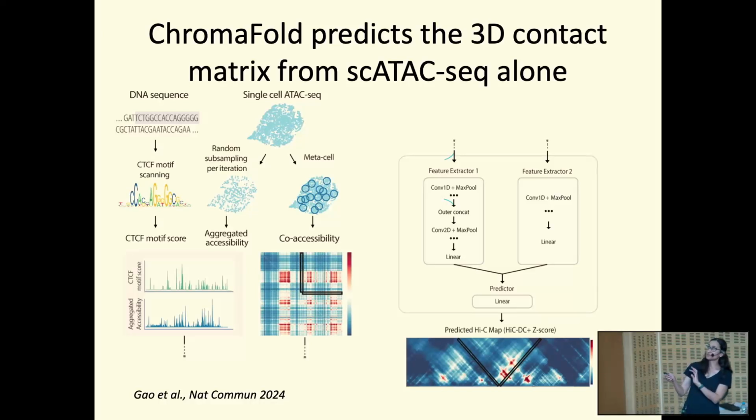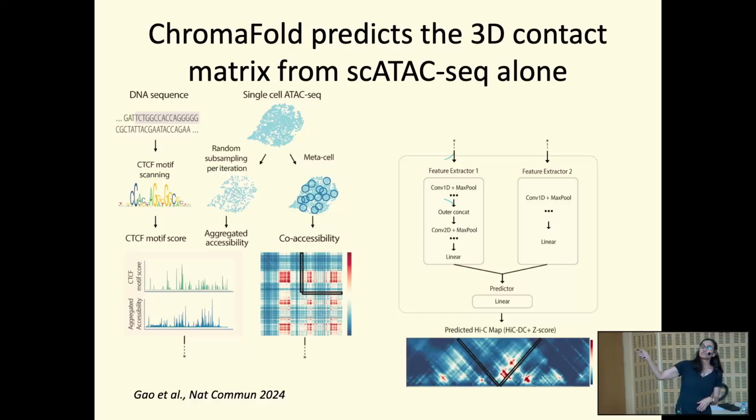All right, so this is the model that came out last year. We are using this idea of co-accessibility and calculating it in the same way that the previous method did, okay? We're also sampling cells and generating a pseudobulk signal, okay? And we need a little bit of sequence information. So there are these structural proteins called CTCF that are associated with the boundaries of TADs. So we need a CTCF motif track, okay?